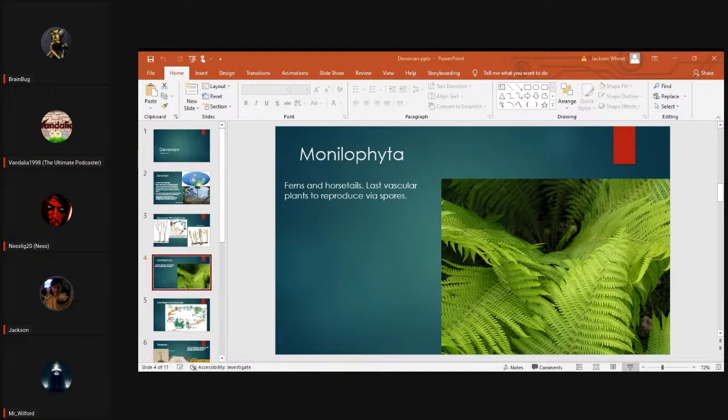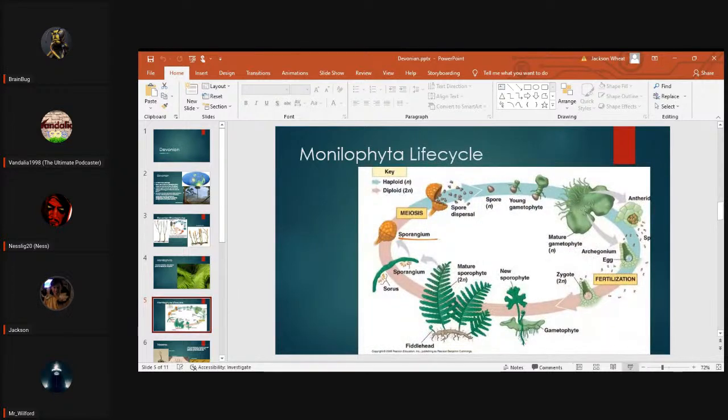Form your gametophyte. Your gametophyte makes gametes, and then your big sporophyte grows out of that. Oh, well, I don't know why I explained it, because I have a chart here which does it much better. So here you go. Here's a chart. Make it much easier to understand.